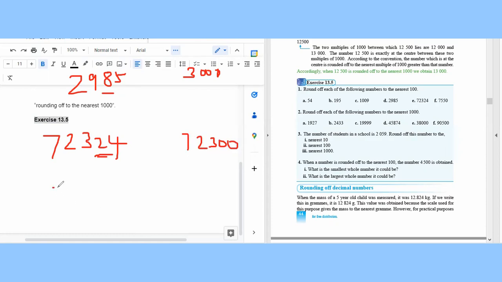Next, we have 7,550, which is when you look at the tens column, we have 5. So it is round up, so you get 7,600.